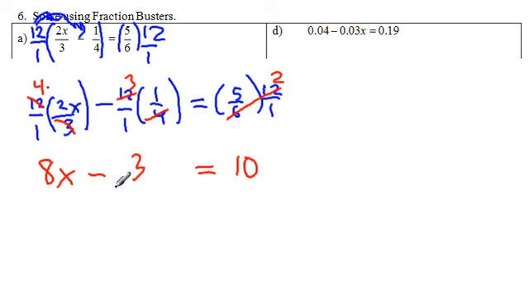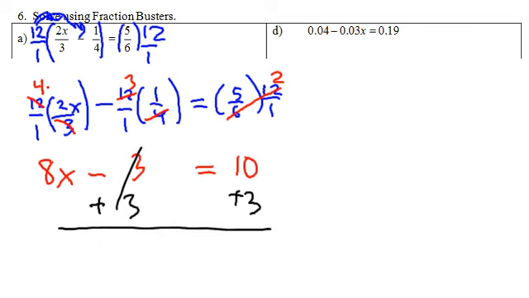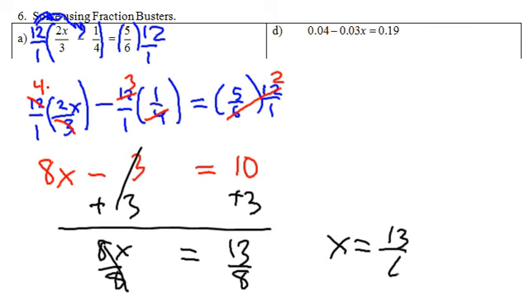At this point, it's just regular equation solving. Add 3 to both sides to cancel out the 3. Those guys are gone. 8x equals 10 plus 3, which is 13. Then divide by 8 to cancel out the 8. And that's your final answer. x equals 13/8. And done.